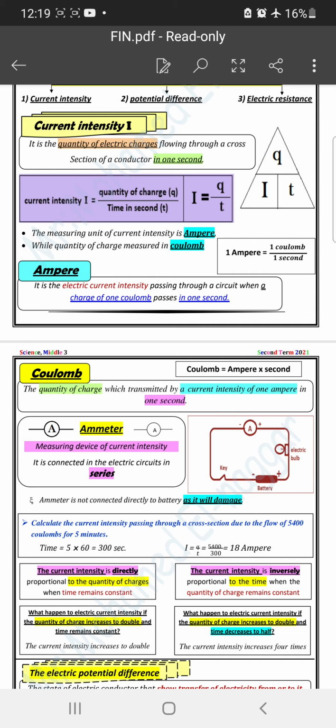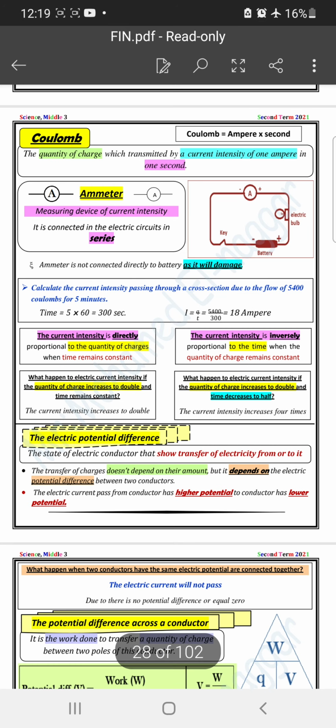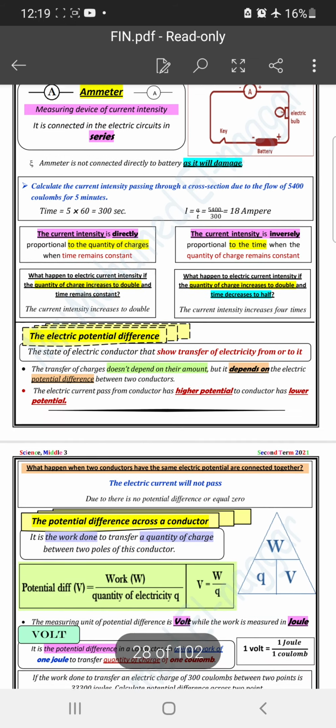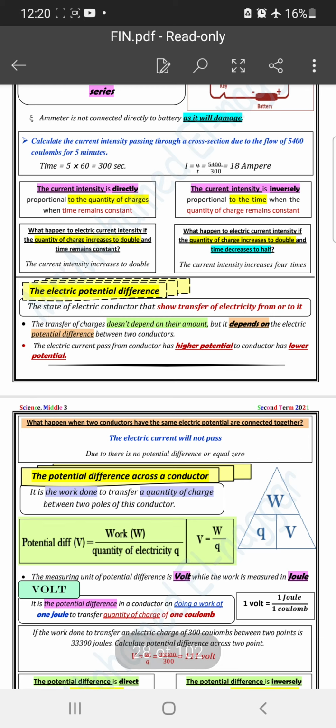And if we want to define the ampere, it is the electric current intensity passing through a circuit when a charge of 1 coulomb passes in 1 second. And coulomb is the quantity of charge which is transmitted by a current intensity of 1 ampere in 1 second. An ammeter is the device which is used in determining the current intensity, and it is connected in an electric circuit in series. And also an ammeter is not connected directly to the battery because it will be damaged.